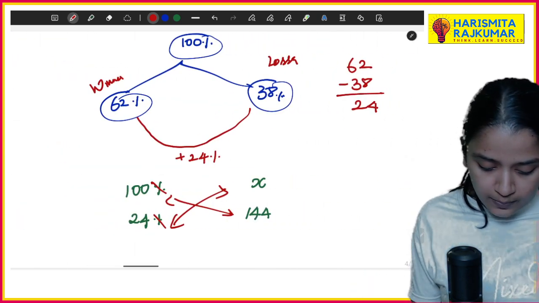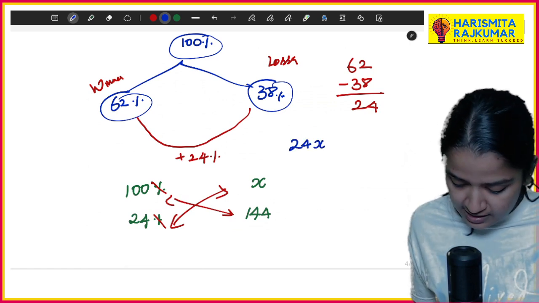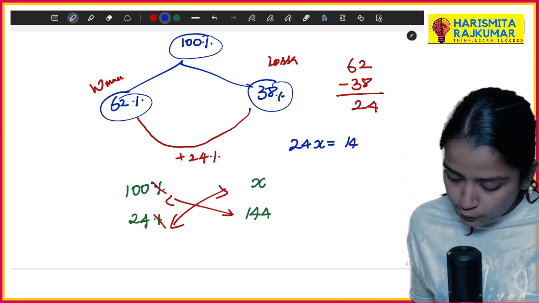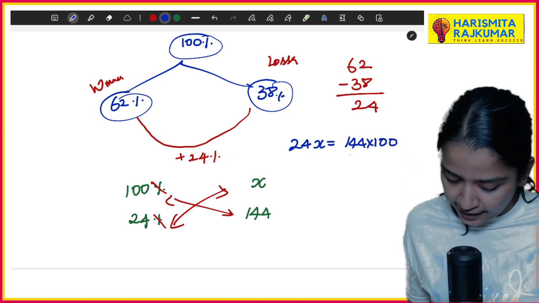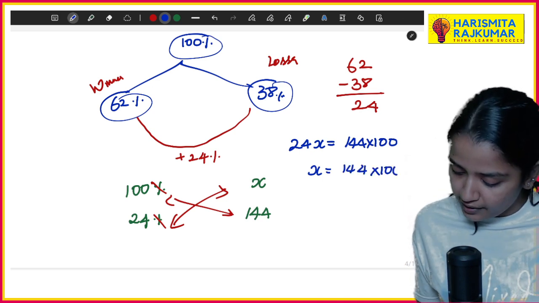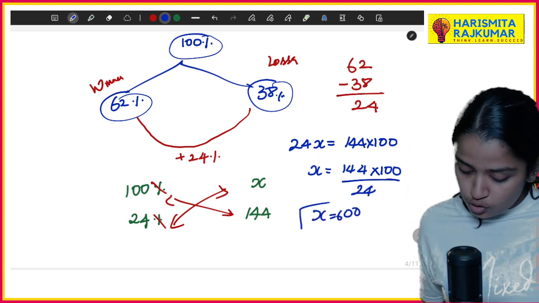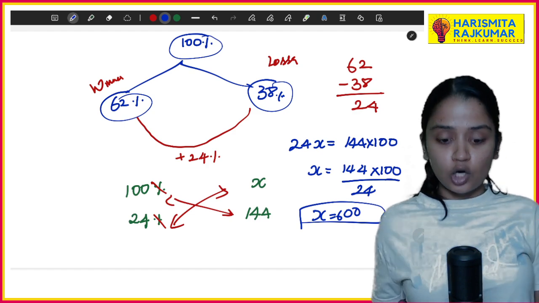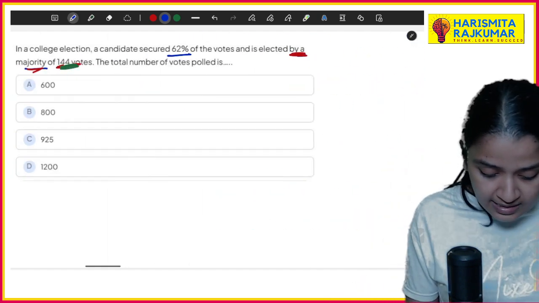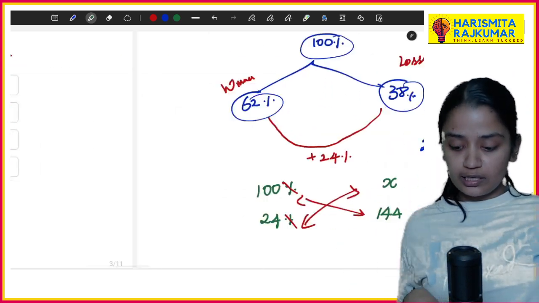When you cross multiply it, this is 24x equal to 144 into 100. So x will be 144 into 100 by 24. So your x is 600. So for your 100%, the total number of votes is 600. So 600 is your answer. Now let's go to the next question.